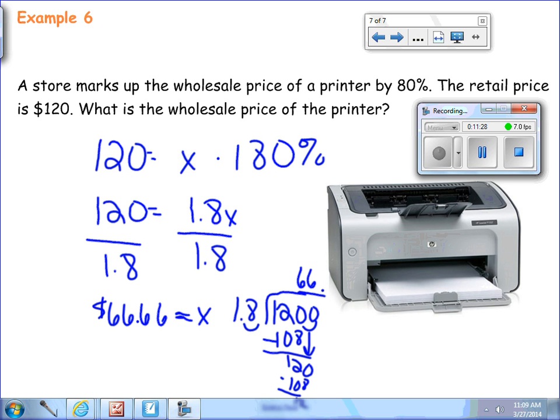Now again, on this, we're trying to determine what he bought it for. He marked it up 80%, which means 180%, 100% plus the markup. So again, on this last example, once you take 120 and divide it by 1.8, it's going to be approximately $66.66. Notice that the 6 continues to repeat. Again, we're dealing with money. So he paid approximately $66.66 originally for the printer.